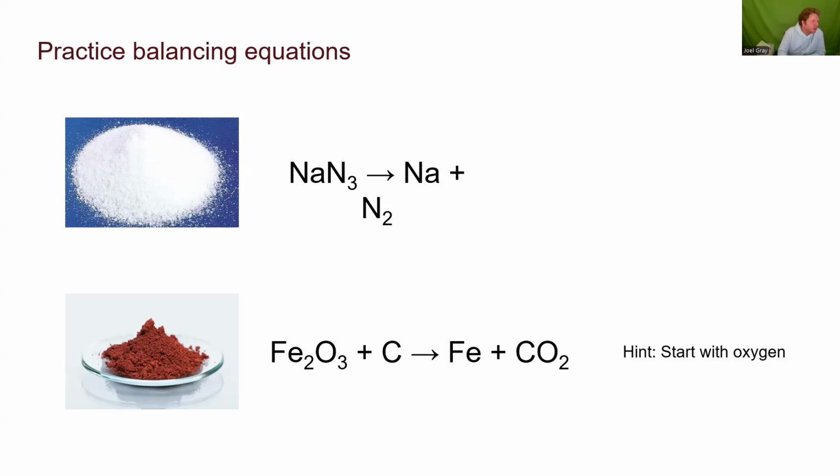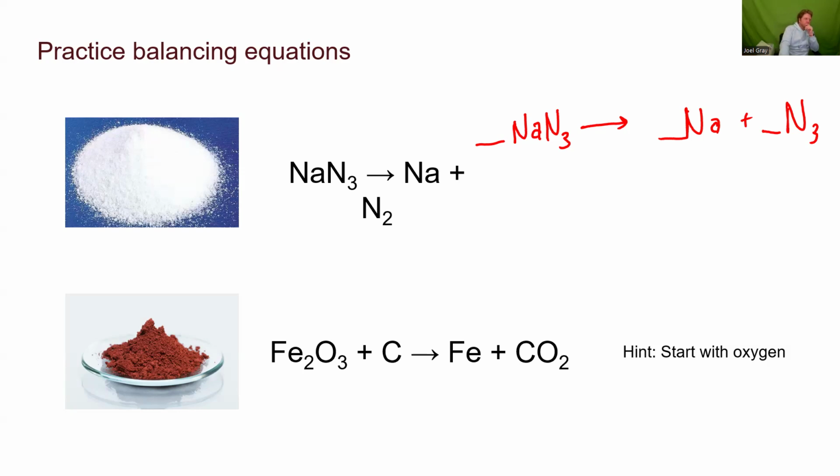So we've got NaN3. Add P for product or R for reactant. What is NaN3? Is that a product or a reactant? Add that to the chat. It's a reactant. Okay. So here what we can do is we can play around with the coefficients. And what you'll notice is that we've got one molecule as a reactant going to one atom and one molecule as products.